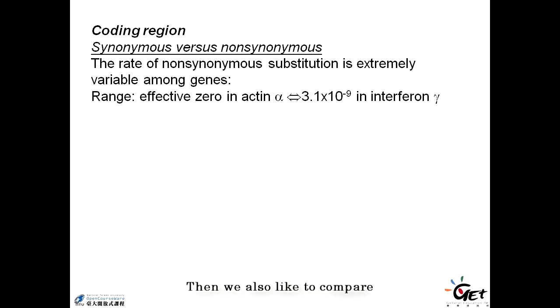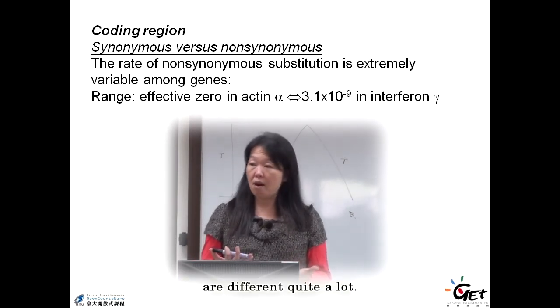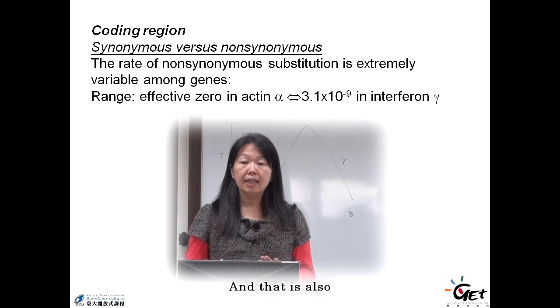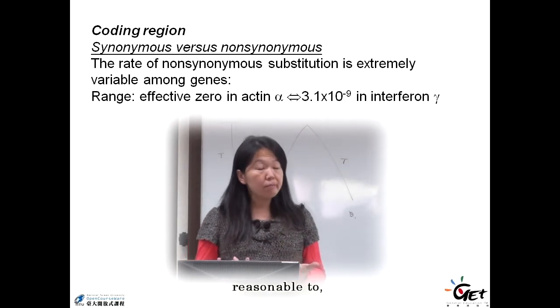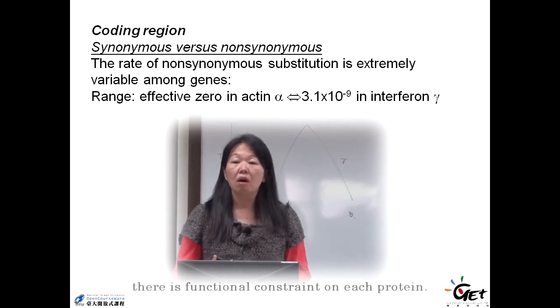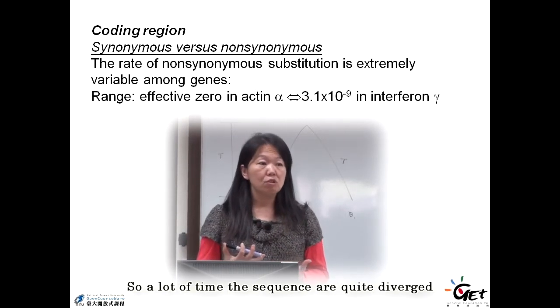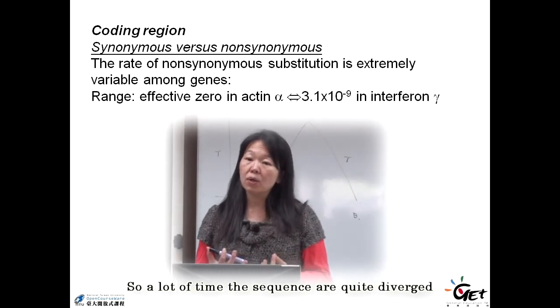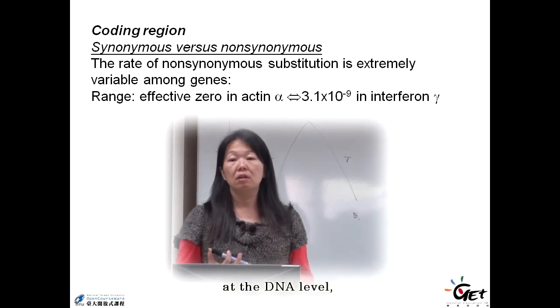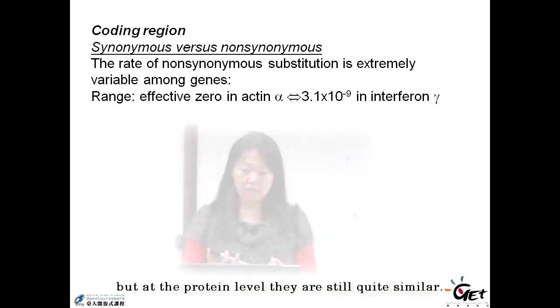So when we focus on the coding sequence, we usually separate the non-synonymous and the synonymous rates. Then we also would like to compare the rates of both types of substitution. As you already know, the rates of the two types of substitutions differ quite a lot. That is reasonable for the pattern we observed because there is functional constraint on each protein. So a lot of the time the sequences are quite diverged at the DNA level, but at the protein level they are still quite similar.